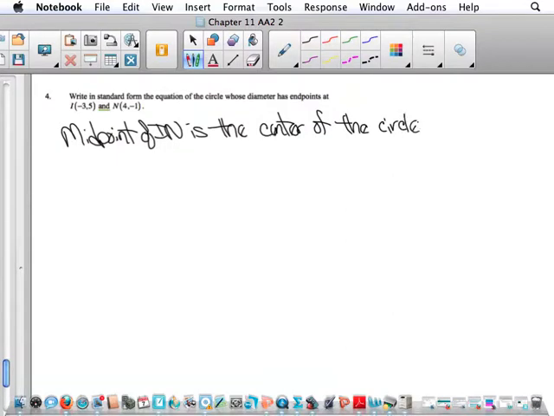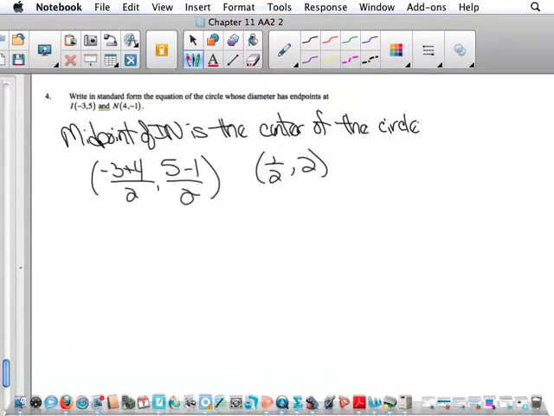So the midpoint is (-3 + 4)/2 and (5 - 1)/2. So the midpoint is at 1/2 and 2. Then you need to find the radius of the circle.